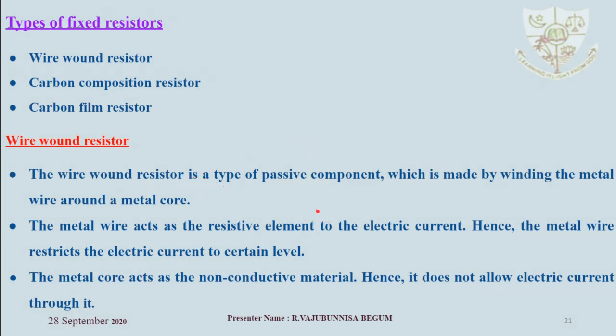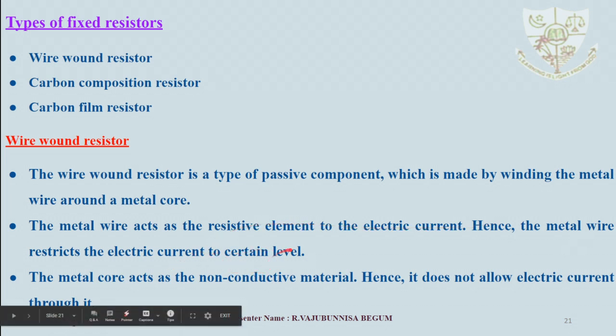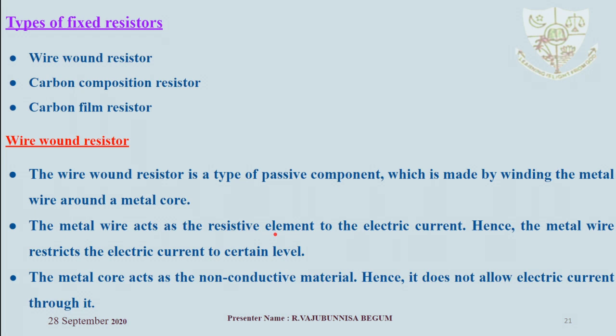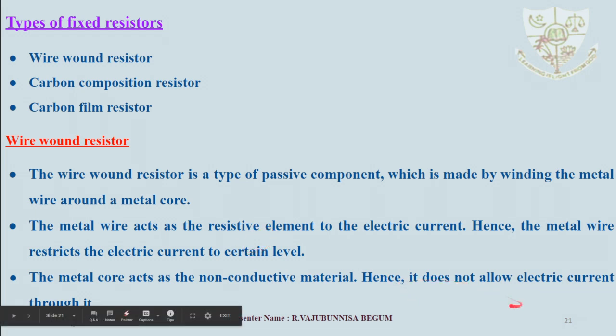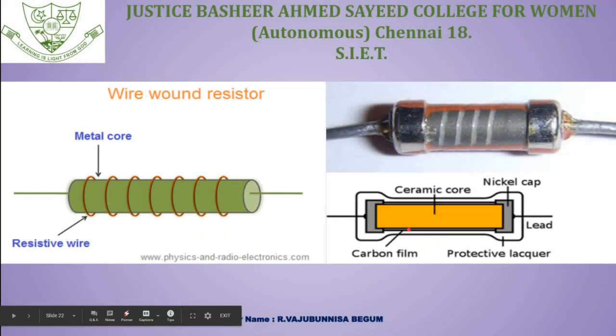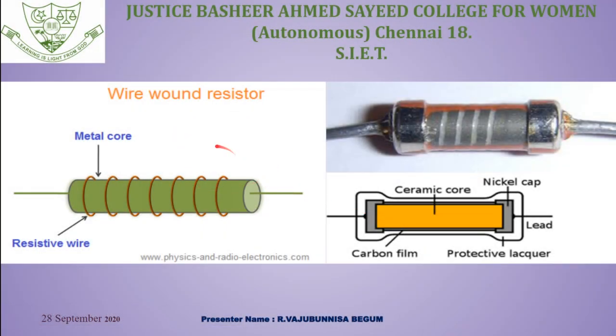So wire wound resistor, as I discussed earlier, is a type of passive component that is made by winding metal wire around a metal core. Here the metal wire, that is conductive wire, acts as a resistive element to the electric current. This conductive wire restricts the electric current to a certain level. The core acts as a non-conductive material, so only around the non-conductive core is this resistive wire going to be wrapped. It does not allow electric current through it. So this is the image of wire wound resistor. It is under the category of fixed resistor.